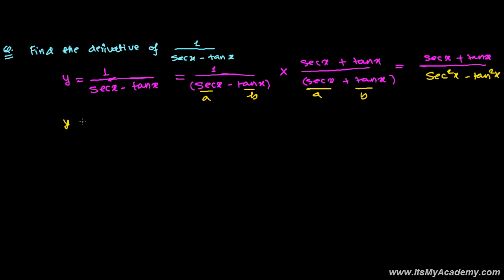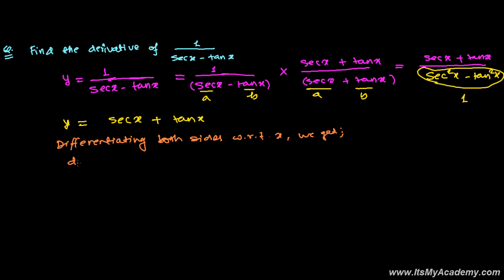So our y is going to be sec x plus tan x, and this sec square x minus tan square x is equal to 1. Everybody knows this, right? This is an identity. Now we can differentiate. Let's differentiate both sides with respect to x.